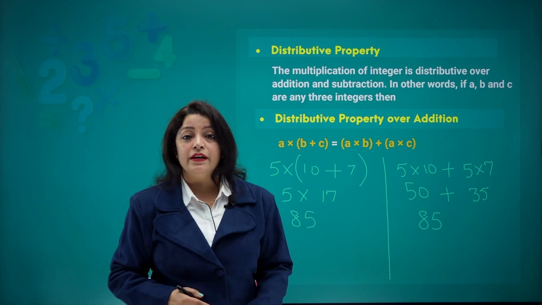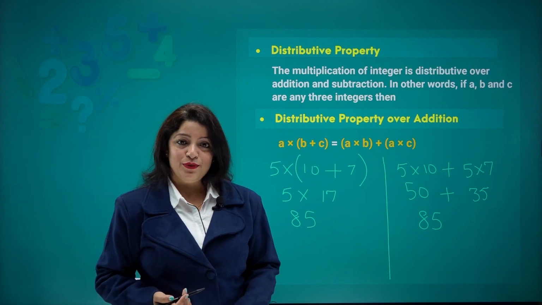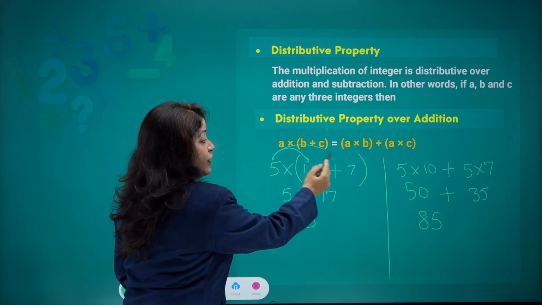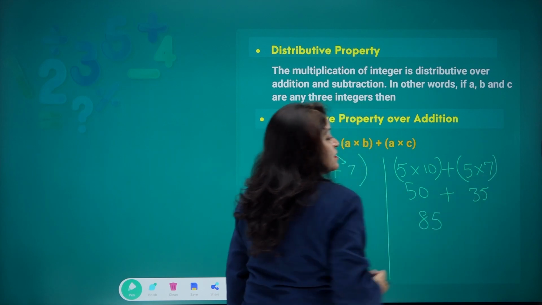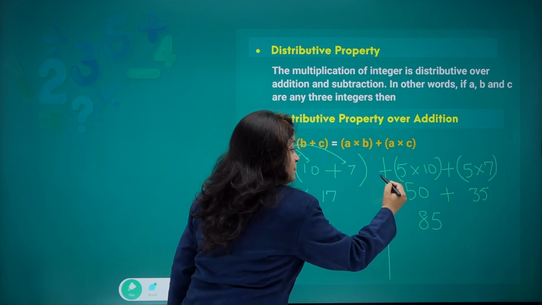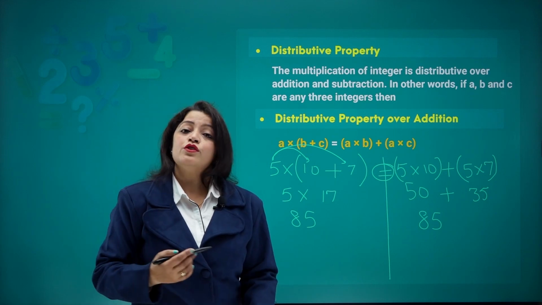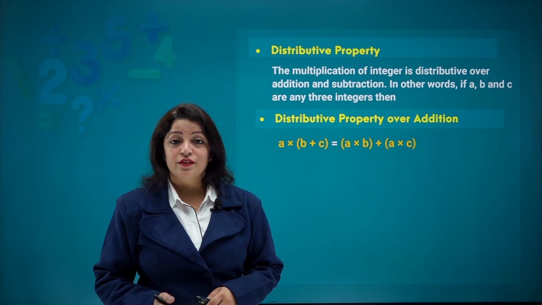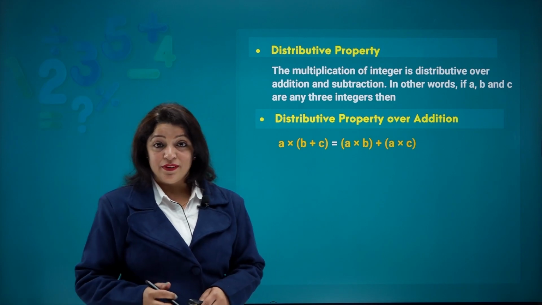Both the methods are correct. And actually what you have done here is the distributive property only. Here you multiplied 5 by 10 and 5 by 7 to get 5 times 10 and 5 times 7. So we can say that both these things are equal. That means they are following the distributive property over addition. So I think distributive property over addition is clear to you with this example.